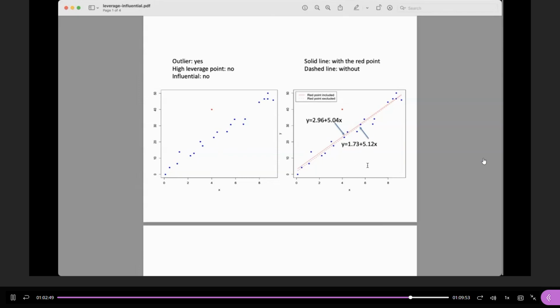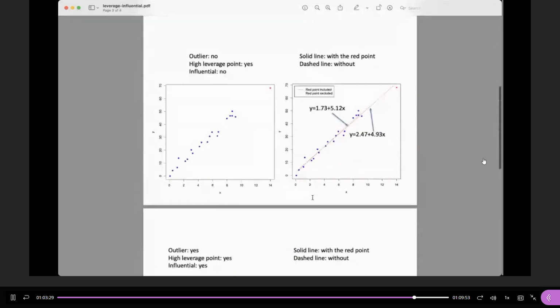Now you look at the regression line on the right. The solid line is with the full data set. The dashed line is with the point deleted, without the red point. Now you can see the two regression lines are actually very close to each other. Visually, they are very close to each other. And also, if you look at the coefficients, the actual numbers 2.96, 1.73, that's the intercept. 5.04, 5.112, the slopes are very close. So this point is not influential at all. It is the outlier in Y, but not high leverage. That's why it's not influential. It doesn't change the regression line much, okay?